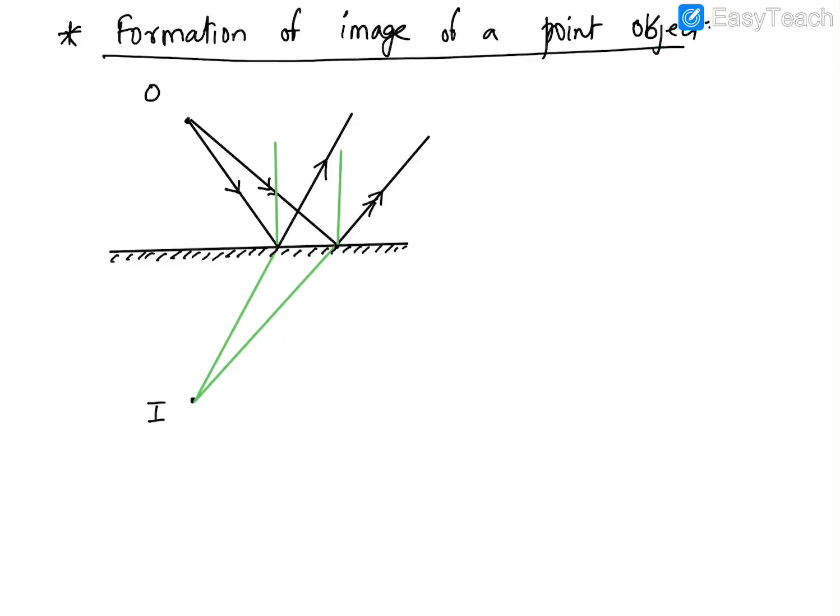Now the next diagram which we are doing is formation of image for an extended object. What do you mean by extended object? When an object is more than a point, then it is called an extended object. So formation of image of an extended object. Now let's see how to do this one.